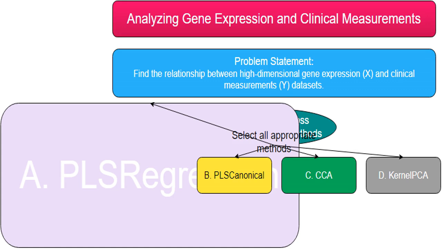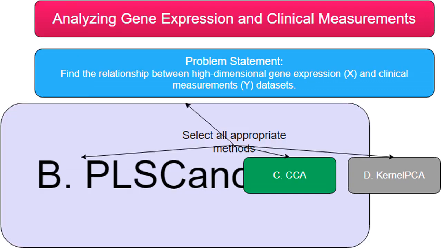This is a great one too. CCA, or canonical correlation analysis, directly finds linear combinations of variables in X and Y that are maximally correlated. That's perfect for revealing hidden connections between gene expression and clinical measurements. It's a top choice for this task. I like this one a lot.